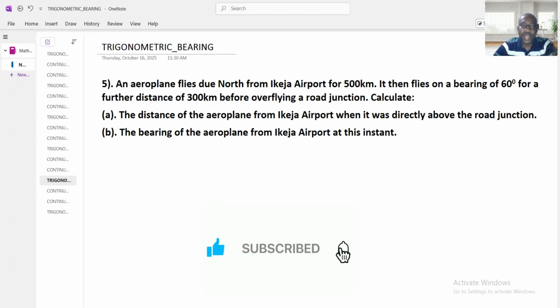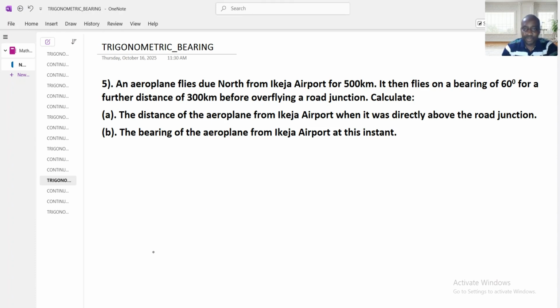Today's topic is bearing. We begin from question 5. An aeroplane flies due north from Ikeja Airport for 500 kilometers. It then flies on a bearing of 60 degrees for a further distance of 300 kilometers before overflying a road junction. Calculate. Now, what you are going to do is start from where?